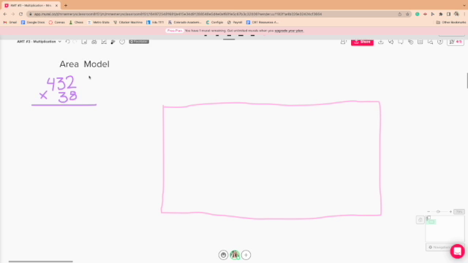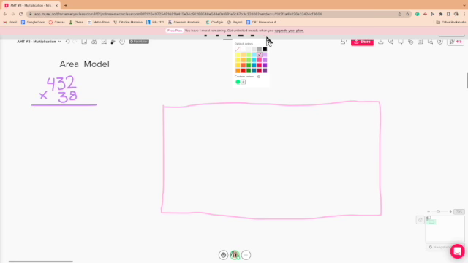All right, so for the area model, I've already written out the problem over here, which is 432 times 38, and I've drawn out our box. So what we do in the area model is a very similar thing that we do in the partial products method. However, we are just going to be writing it a different way.